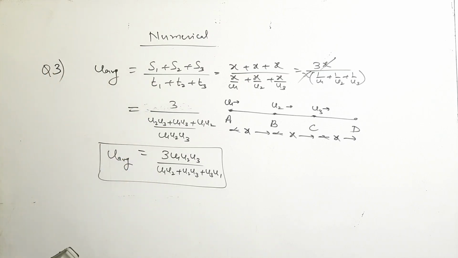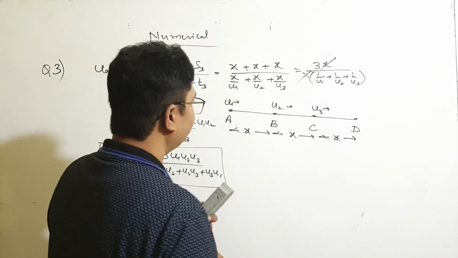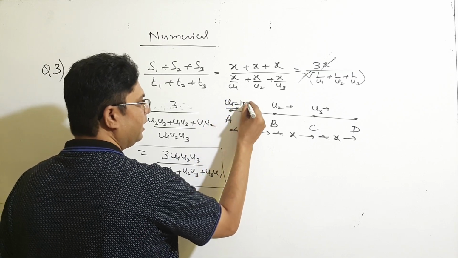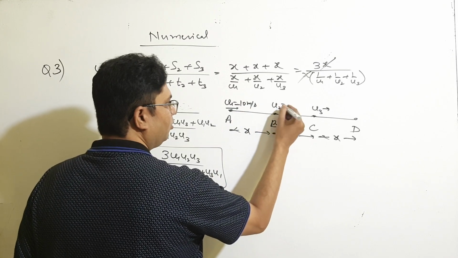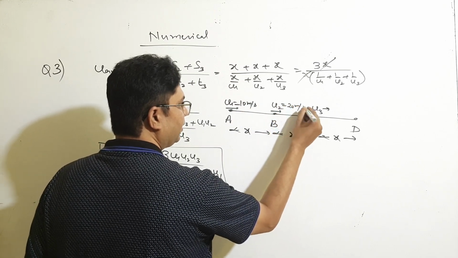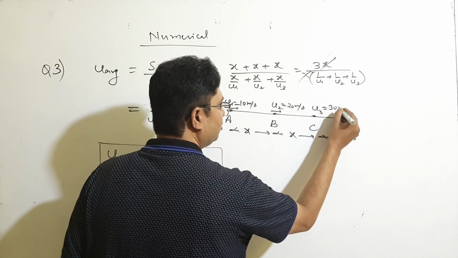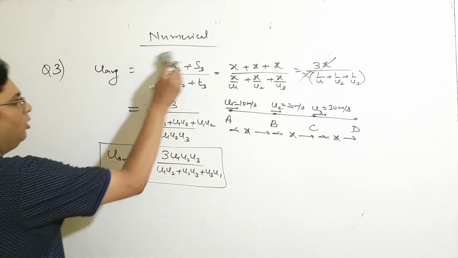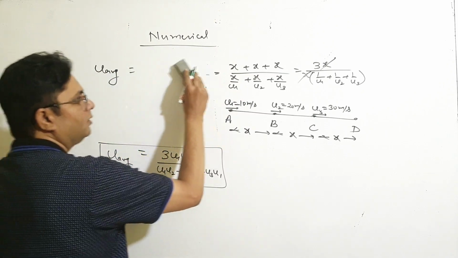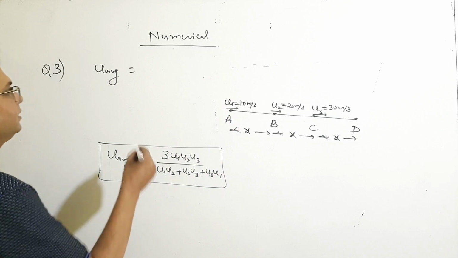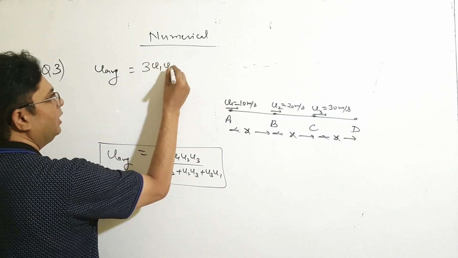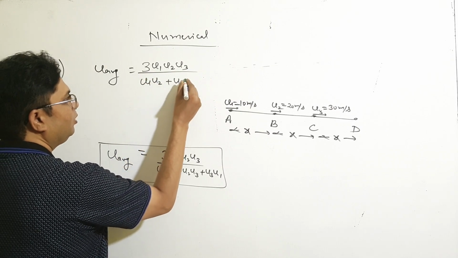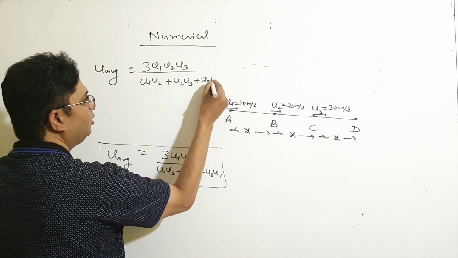So let us have a question based on this. Suppose u1 is equal to 10 meter per second, u2 equals 20 meter per second, and u3 equals 30 meter per second. Then what will be the average speed? We all know that now we have the formula. The formula is 3 u1 u2 u3 upon u1 u2 plus u2 u3 plus u3 u1.